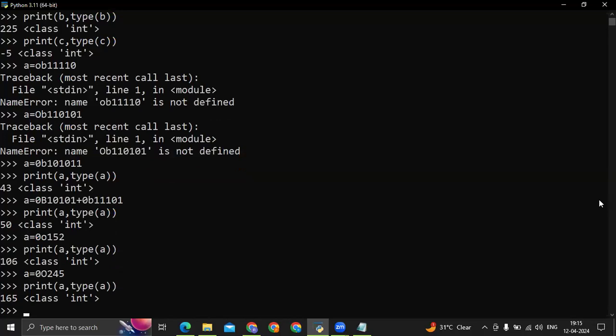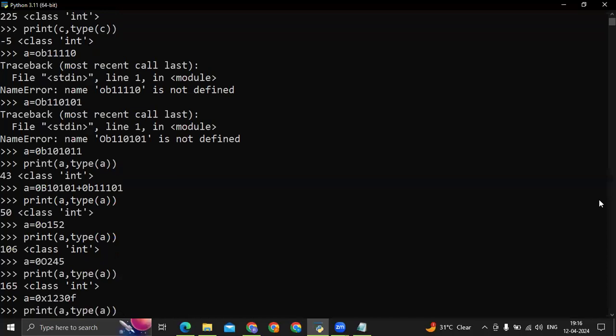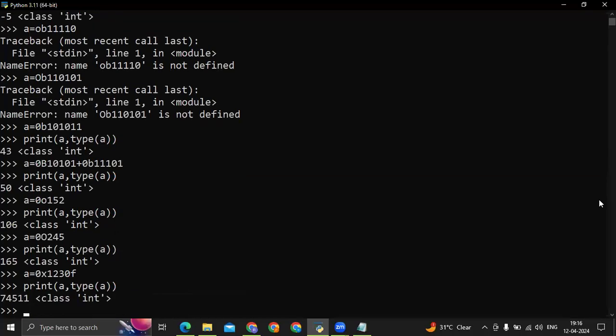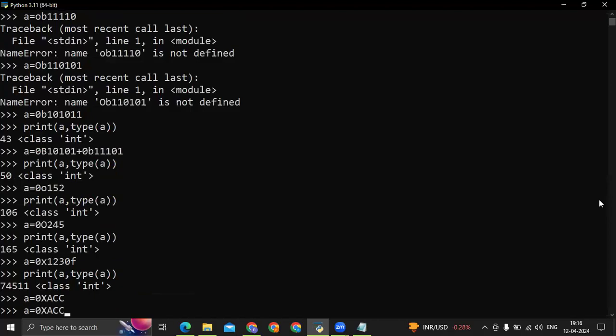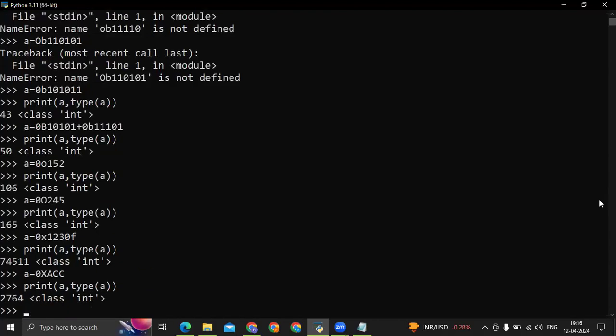Now hexadecimal. Let me write 0x, sorry, A is equal to, we need to give the variable name, A, 0x 1, 2, 3. After that, I'll be taking 0 and F. Now, print A, it's 74511. Now, one more example, A is equal to 0x ACC. Now, print A, type of A. 2764. Right?